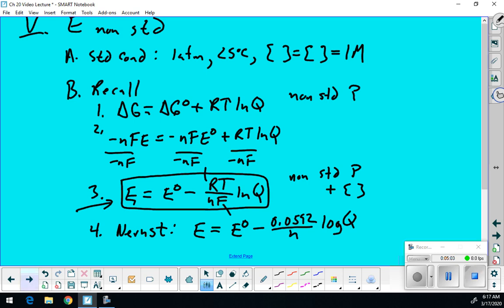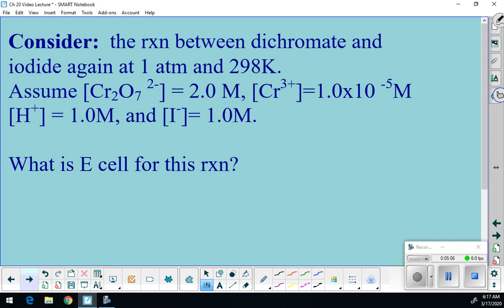So let's take a look at a problem. Here I go. I have this reaction between dichromate and iodide. All right, it's at 1 atmosphere and 298. However, my concentrations are not 1 molar. So that means I have a non-standard situation. So the first thing I kind of need to do is recall what this reaction is. I don't recall, so I better start from the beginning. So I have dichromate, and I know that dichromate is a strong oxidizing agent, so I know it is going to reduce to chromium-3.